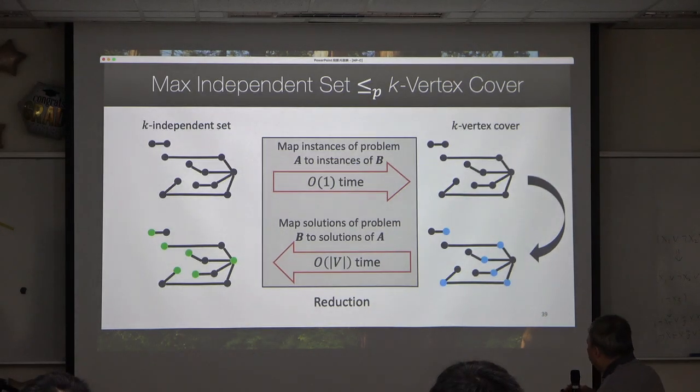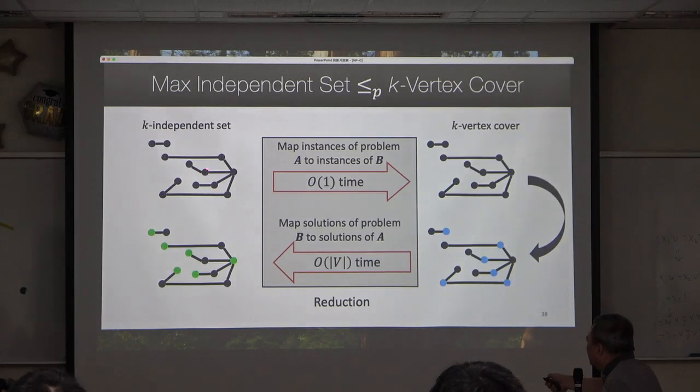So for example, you see this green and these blue dots. If you union these two, it will be the whole graph, right? And the green nodes indicate a K-independent set, and the blue nodes indicate the K-vertex cover, according to the definition.